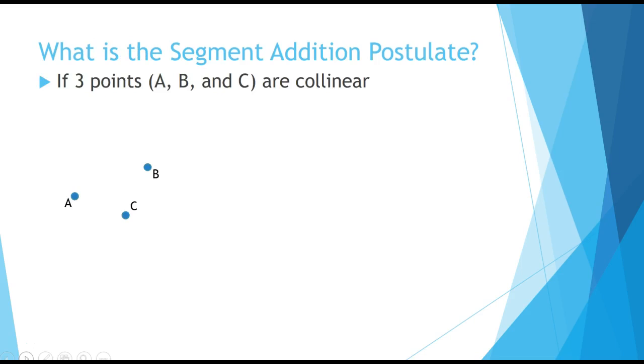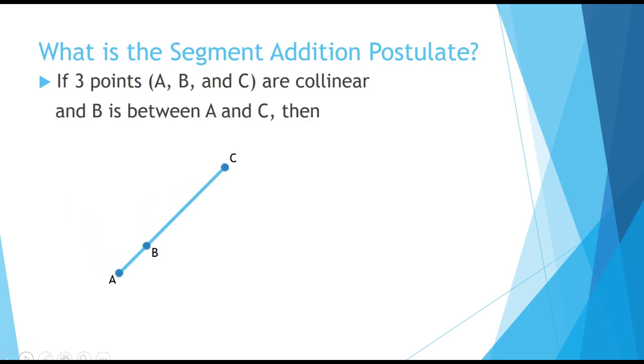Let's discuss what the segment addition postulate is first. If 3 points A, B, and C are collinear, and collinear means on the same line, and B is between A and C, so B has to be somewhere in the middle, then we can say that the measurements for segment AB plus segment BC equals segment AC. Or in other words, if you take the two little parts and add them together, you'll get the big part.